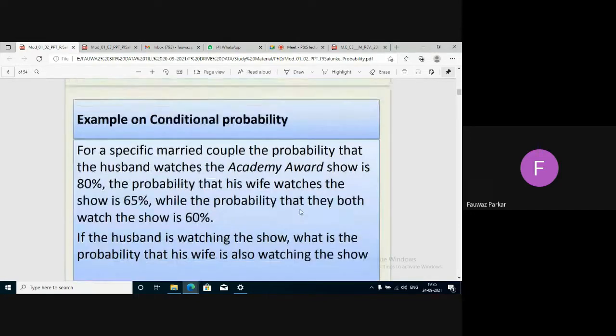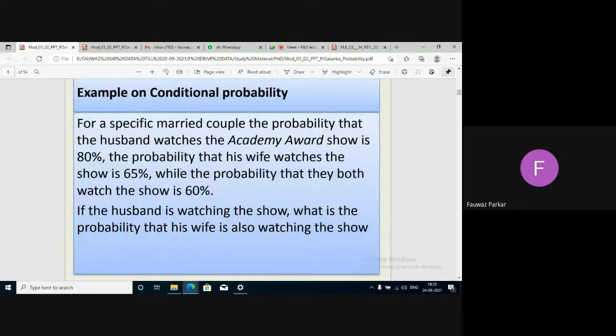So I'll just give an example so that it will be clearer to you. This is a very good case, right? A normal layman's example.